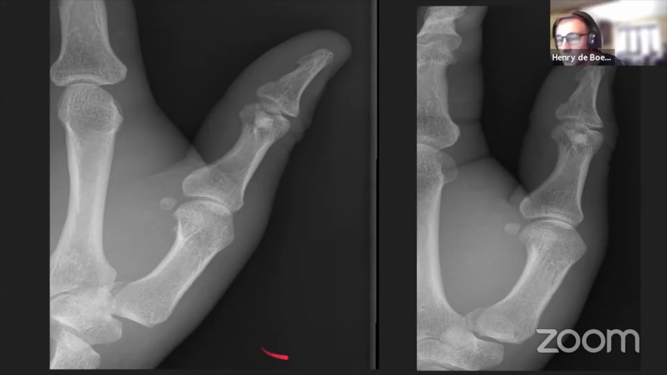Okay, so yeah, people are spotting fractures at the base of the thumb.